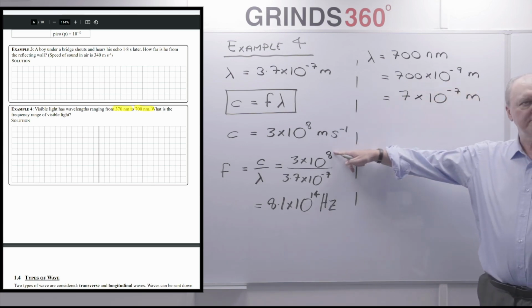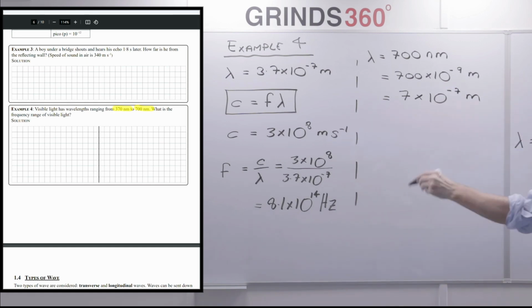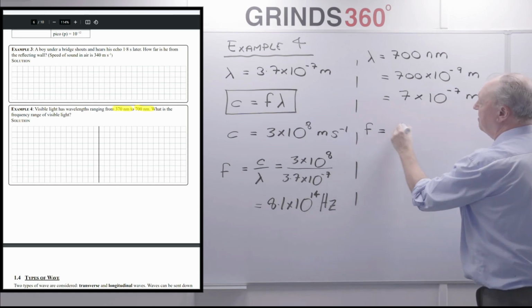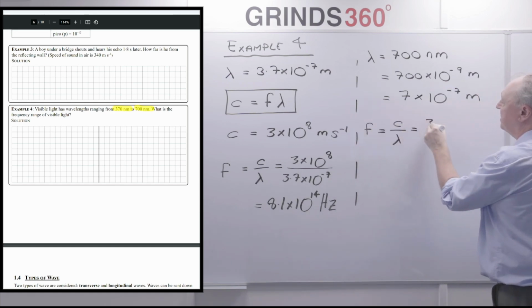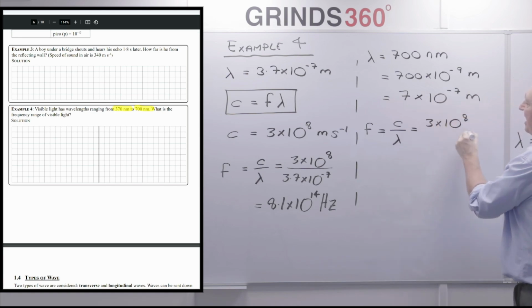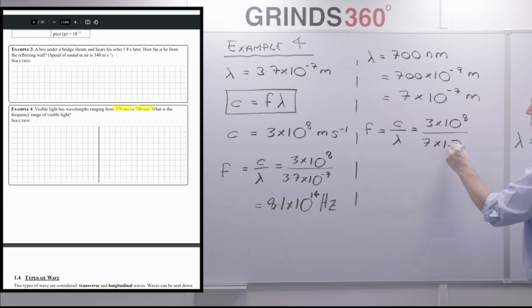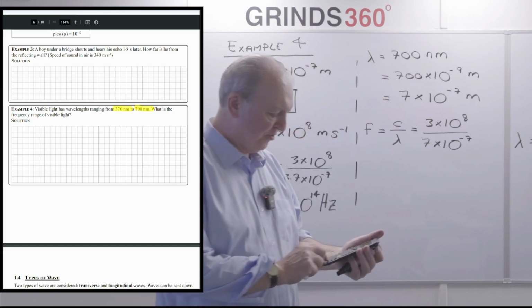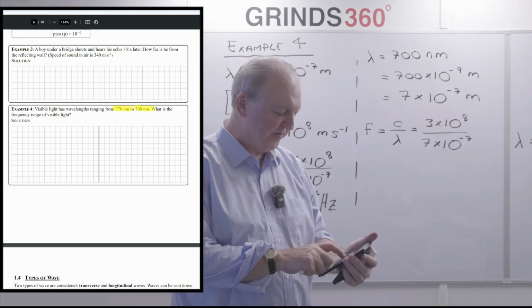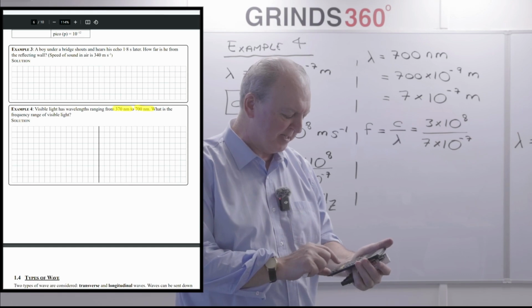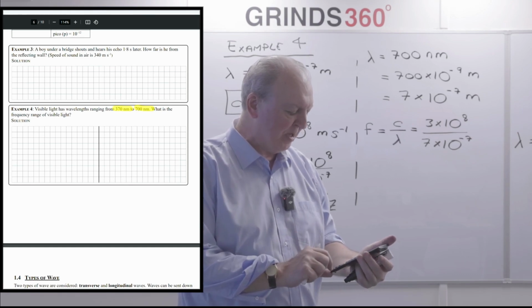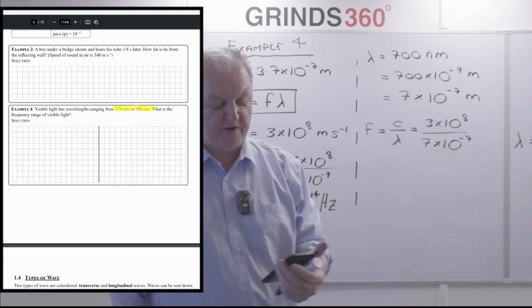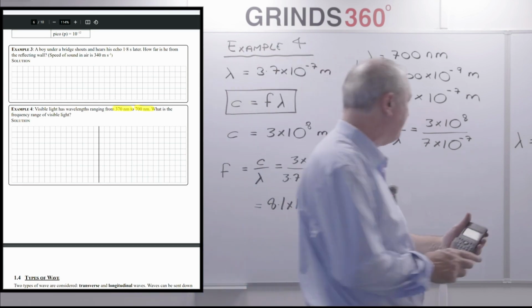The speed of light, 3 by 10 to the power of 8. f is c over lambda. 3 by 10 to the power of 8 divided by lambda, which is 7 by 10 to the power of minus 7 meters. So put that into my calculator. Press the fraction button. 3 by 10 to the power of 8 divided by 7 by 10 to the power of minus 7. And that's equal to, 1 decimal place, say 4.3 by 10 to the power of 14 hertz.